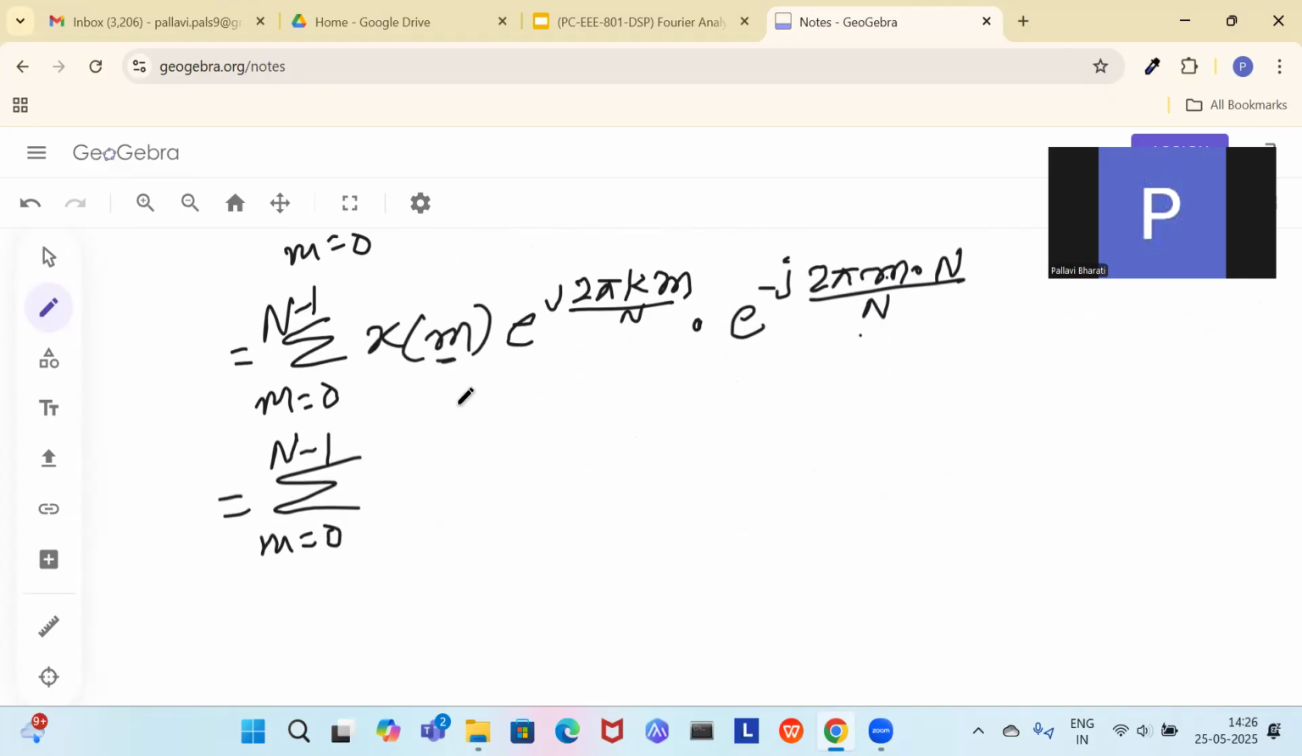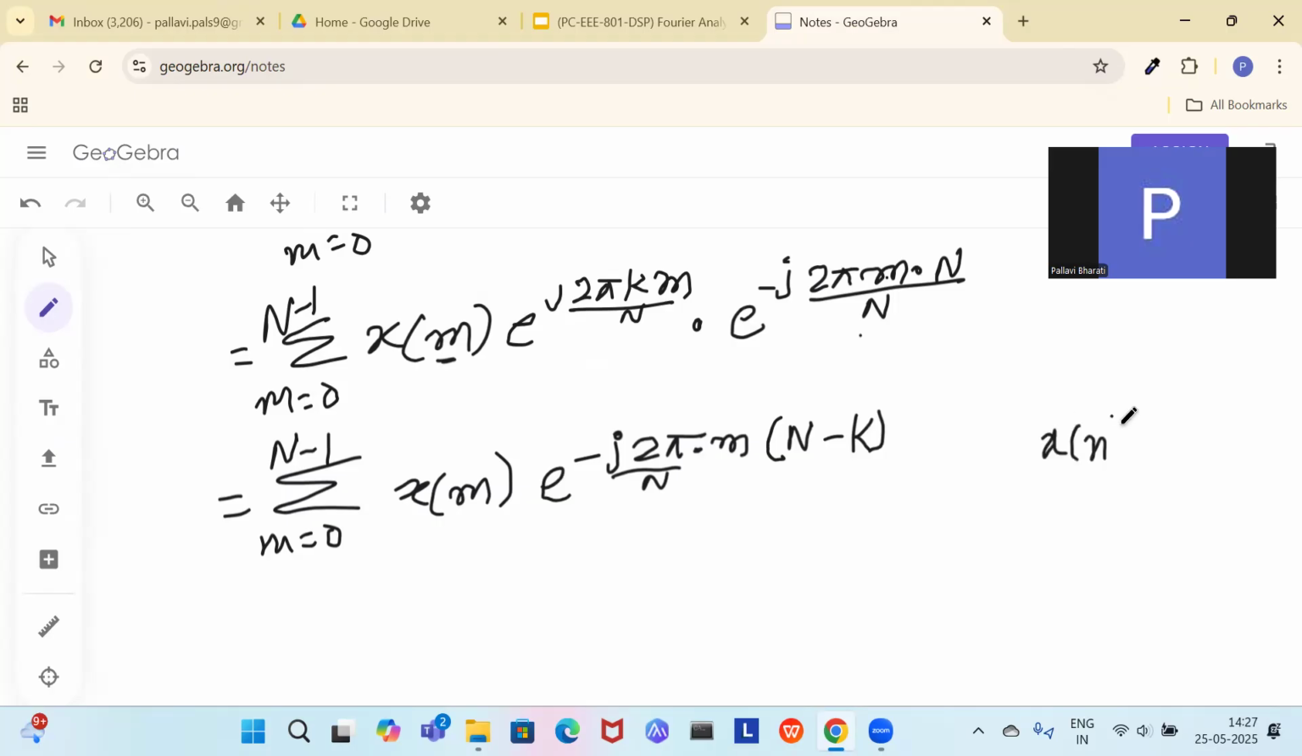So since we are writing it in a different manner, so x of m e to the power minus, if I take the e to the power minus j 2 pi by capital N and small m here, then what we are left with is capital N minus k. See, this one was minus over here and this is plus, so it is n minus k. Now, if simply you are writing the DFT of xn, what do you write? Xn e to the power minus j 2 pi k n by n. This is equal to xk, right?